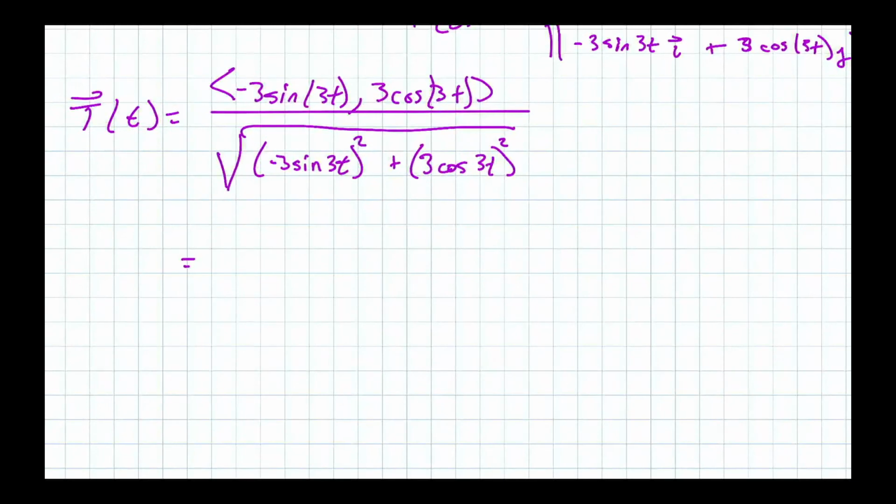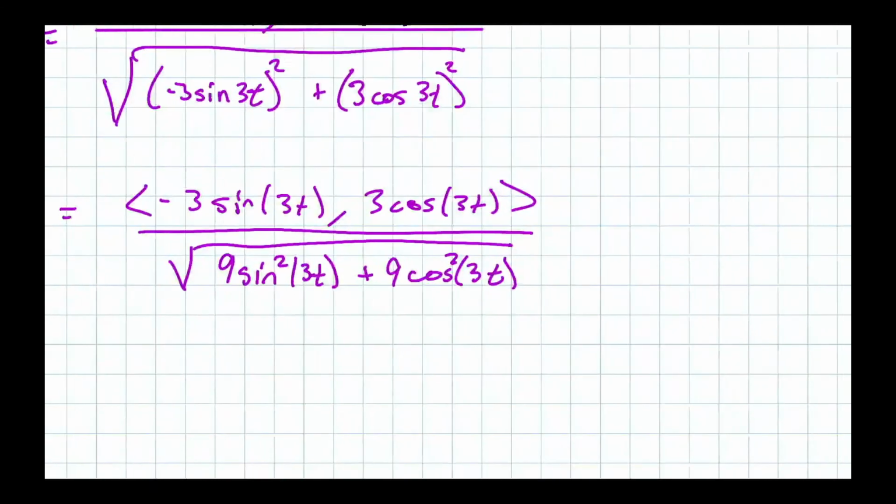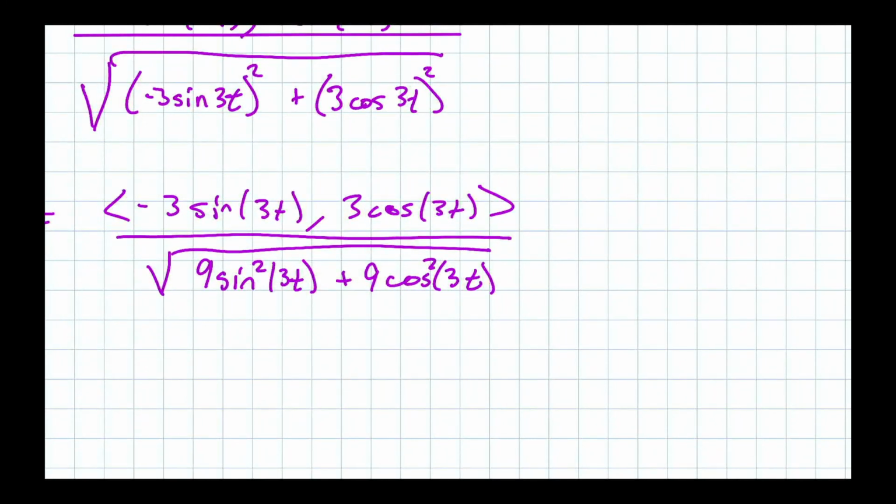So we got negative 3 sine 3t, comma 3 cosine 3t, over, square this here. When you square this, it's going to become 9 sine squared 3t. The 3t is not squared because it's inside the sine. And then also 9 cosine squared 3t there. And if you remember your identities, you would know that sine squared plus cosine squared is 1.